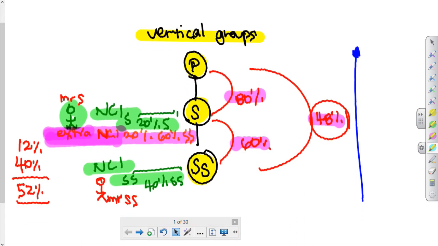The first thing is the extra NCI. Just the fact that you have two subsidiaries means you have two NCIs. But the fact that you have a vertical subsidiary means you have an extra piece of NCI, this extra 12% that sticks out the side there. Because we own 80% of 60%, and they own the other 40%, so we own effectively 48%, they own 40%, so we are short the 12%, which is this extra bit of NCI. So that's your first calculation, or the first thing to remember.